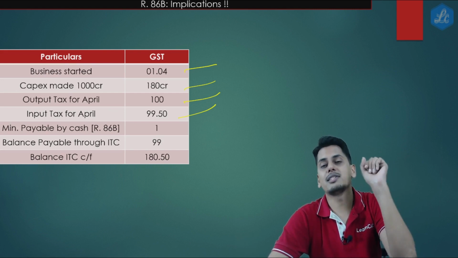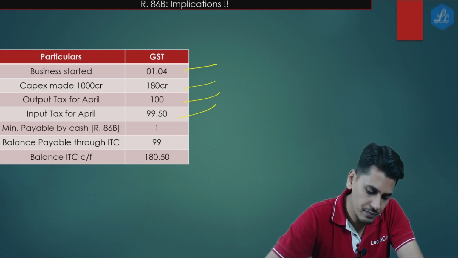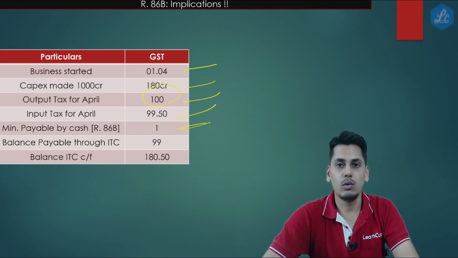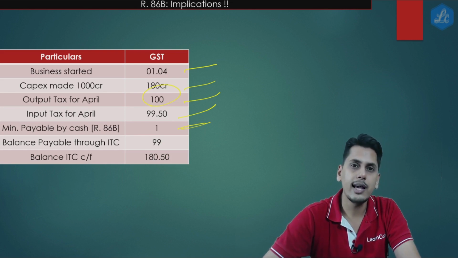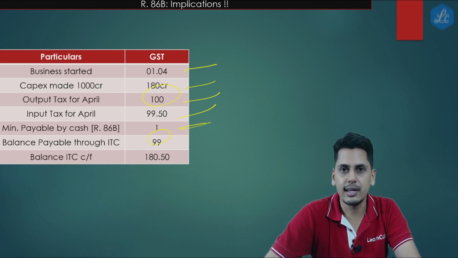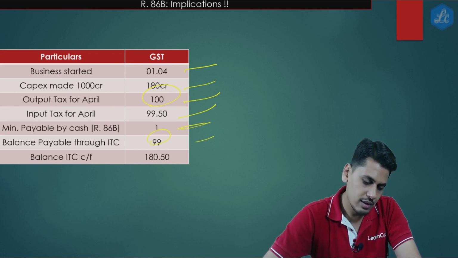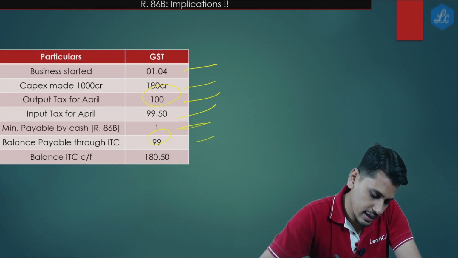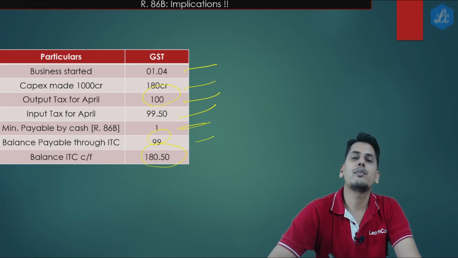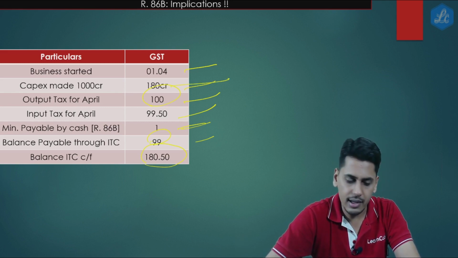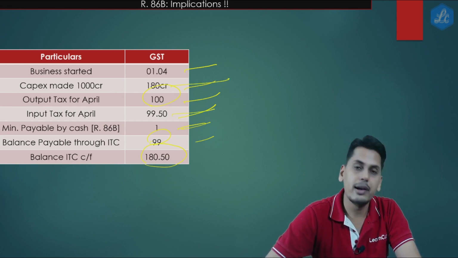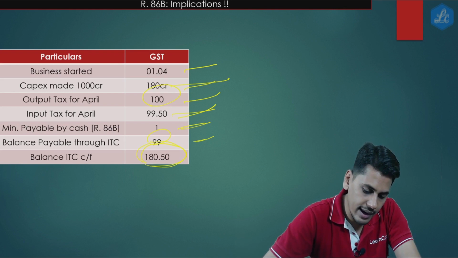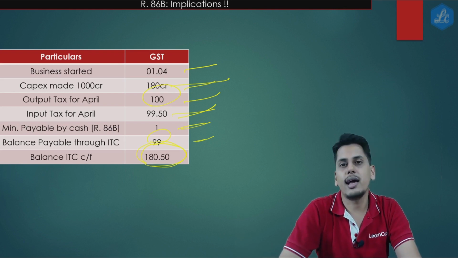What is the minimum amount which is payable through cash ledger according to Rule 86B? It is 1 crore. Balance total liability 100 crores. 1 crore is payable through cash ledger. The balance 99 is payable through credit ledger. So after paying 99, the amount of credit which is going to get carried forward is going to be 180.5. You had 180 credit already, plus there was 99.5 and minus there is 99. So you have got 180.50 credit which is being carried forward.